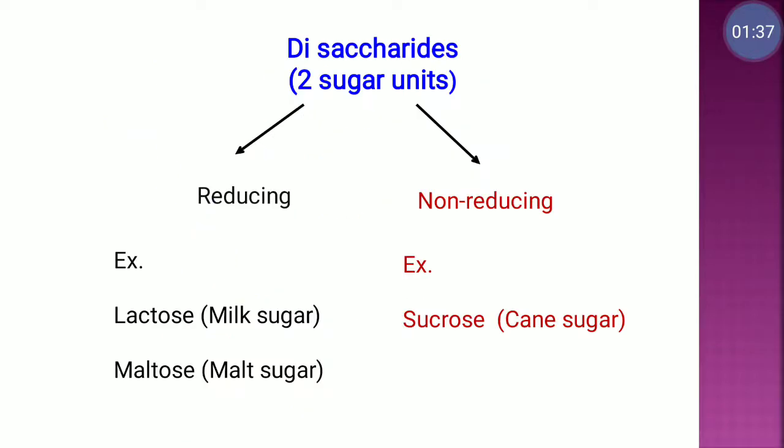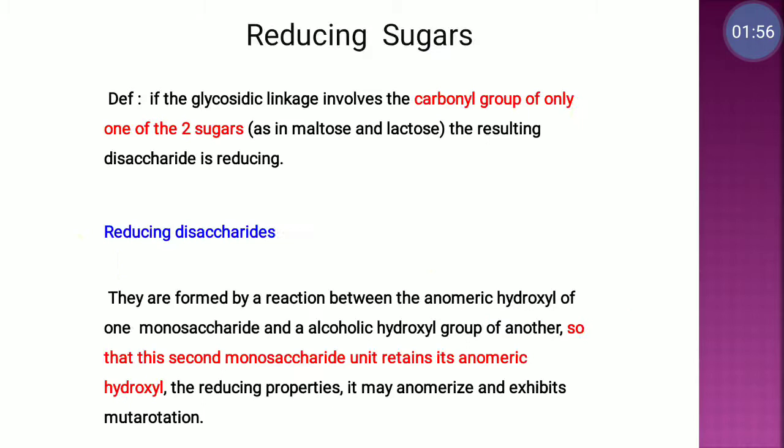Let's classify disaccharides. These disaccharides can be classified into two subclasses, reducing sugars and non-reducing sugars. Examples are very classic. In case of reducing sugar, it is lactose and maltose, whereas in non-reducing sugar, the famous example is sucrose. First, see what are reducing sugars. If the glycosidic linkage involves the carbonyl group of only one of the two sugars, then the resulting disaccharide is called a reducing sugar. First, see how these are formed.